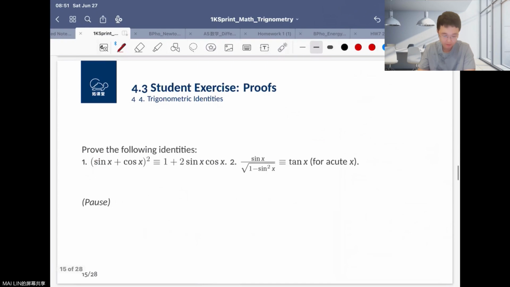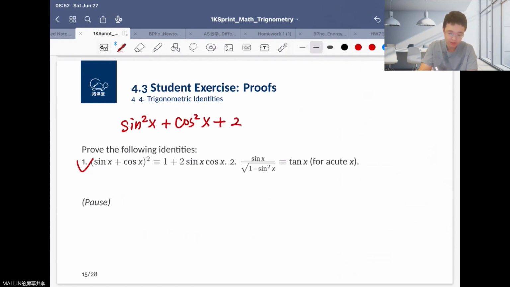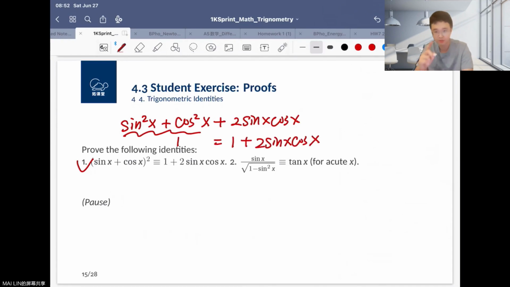Let's move to the first problem. Sine x plus cosine x, squared. Because (a plus b) squared equals a squared plus b squared plus 2ab, here it is sine x squared plus cosine x squared, and then plus 2 sine x cosine x. As we know, sine x squared plus cosine x squared equals 1, so it equals 1 plus 2 sine x cosine x. That is the first problem.